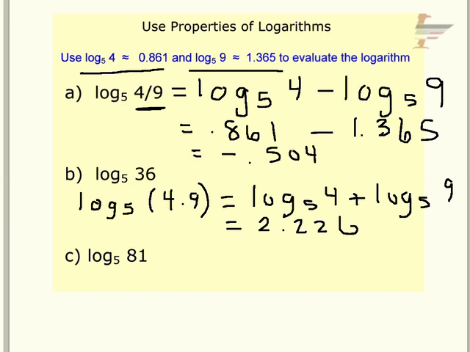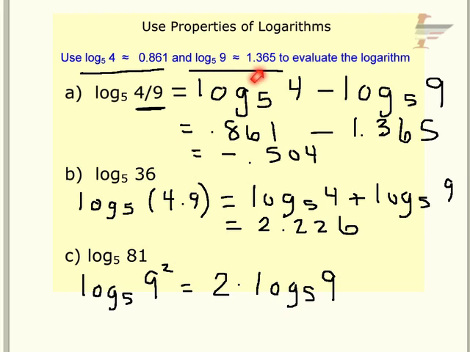And then the last one says log base 5 of 81. Well, I know that 81 is 9 squared, so I could really write log base 5 of 9 squared, and then I have a power, so I'll pull that power up front, so it's really 2 times log base 5 of 9. And I know now that log base 5 of 9 is 1.365, so I can take 2 times 1.365, and that equals 2.73.